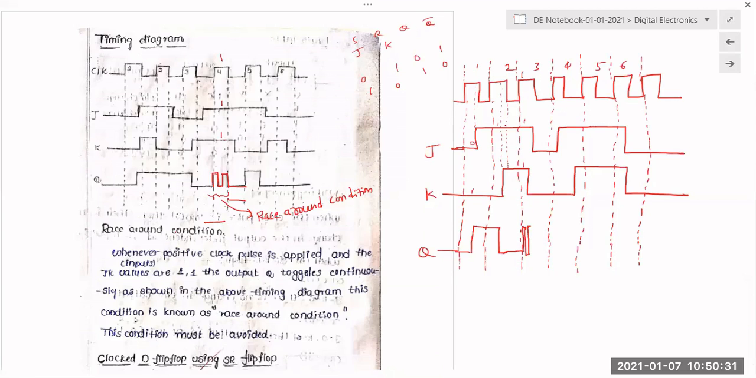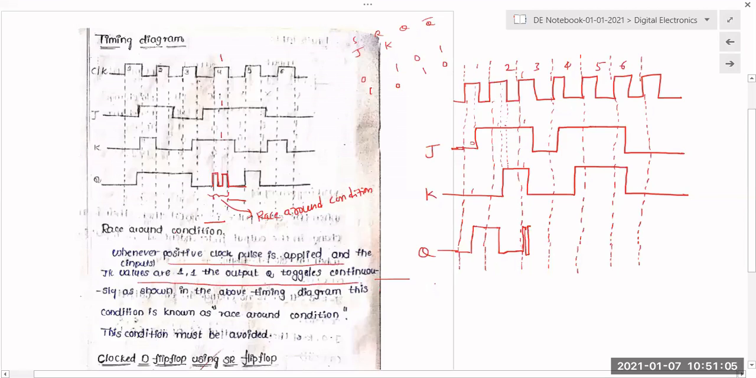To remove that disadvantage, in case of JK flip-flop, when J and K values are 1 and the clock value is 1, because of the feedback mechanism the continuous outputs are fed back, so it is changing the output frequently from 0 to 1, 0 to 1, 0 to 1. Okay, so that is the disadvantage, called race around condition. To remove it, we have one more flip-flop called master slave JK flip-flop. That we will see in the next class. But here, whenever the positive clock pulse is applied and the JK values are 1, 1, the output Q toggles continuously as shown in the above timing diagram.